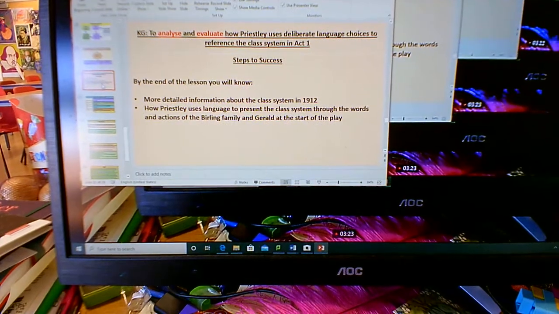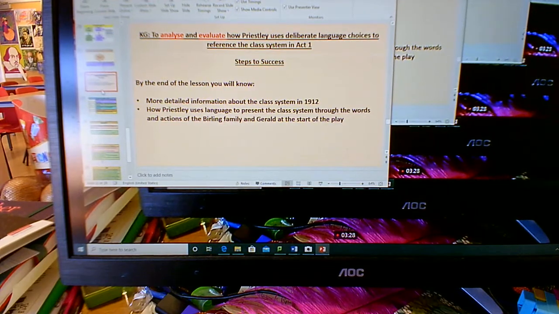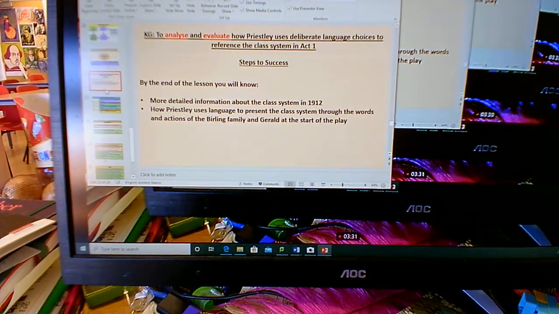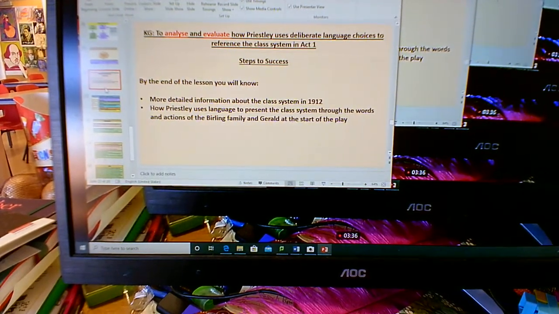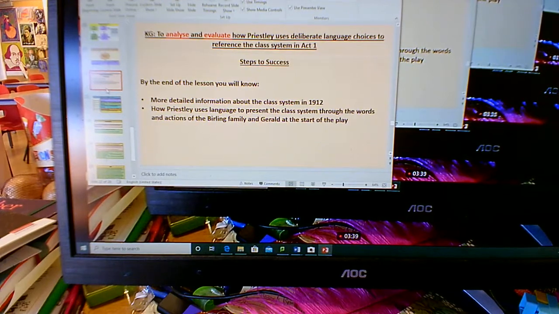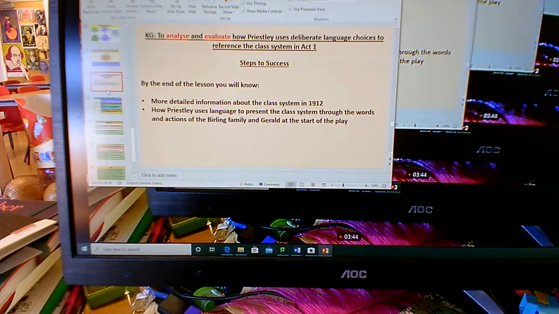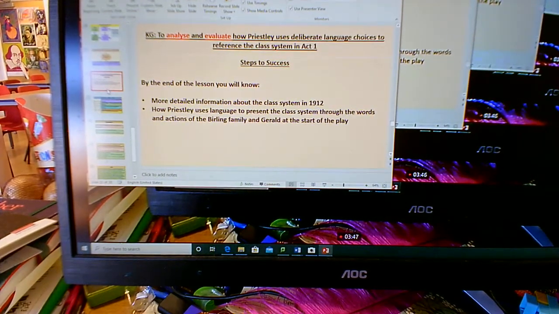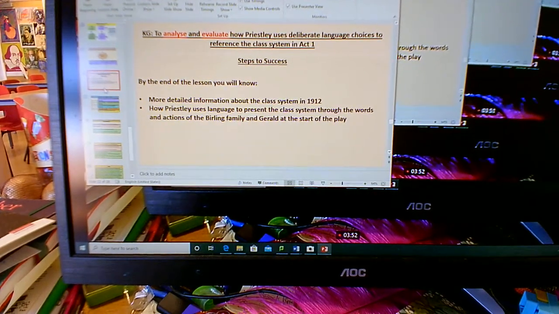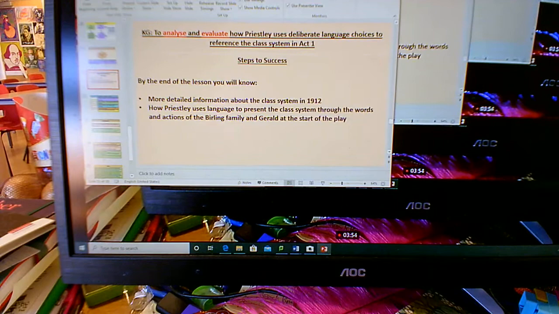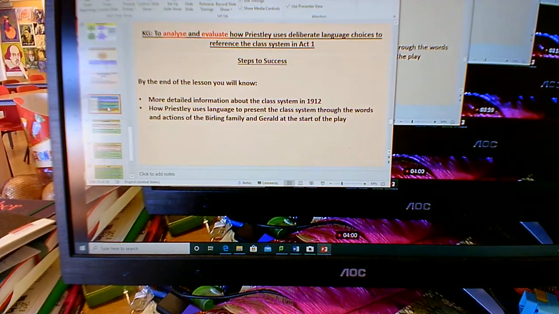So our knowledge goal today is to analyse and evaluate how Priestley uses deliberate language choices to reference the class system in Act 1. So we're going to be reading the start of the play today. So by the end of this video lesson, you should know some more detailed information about the class system in 1912, and how Priestley uses language to present the class system through the words and actions of the Birling family and Gerald at the start of the play. So again, I'm going to give you a minute or pause the video to just write down the knowledge goal.